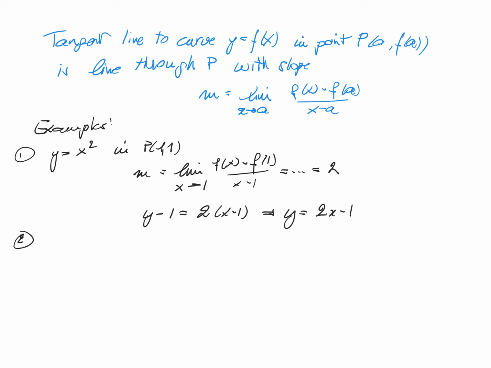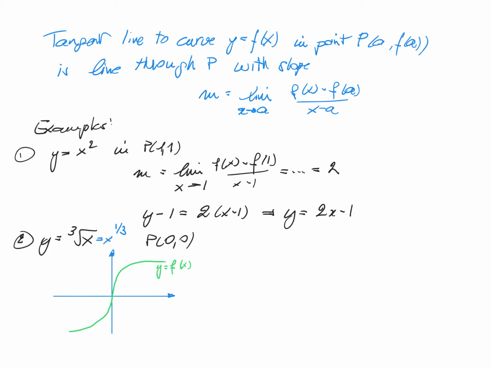For the second example, take y equal to the cube root of x and take the point P, (0, 0). The cube root of x is the same as x to the power 1 over 3. And if we then take a look at the plot, we see that the plot seems to indicate that at the point (0, 0), we have a vertical tangent line. It seems that x equals 0, so the y-axis will be the tangent line at the origin.